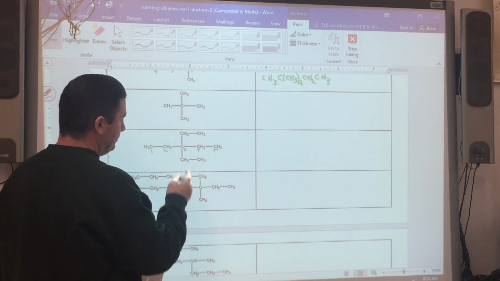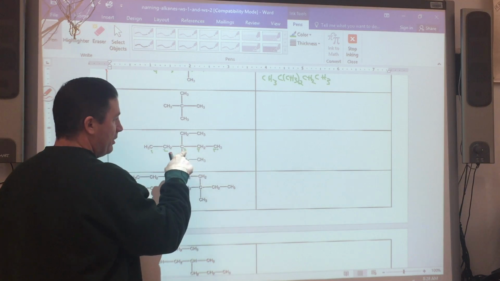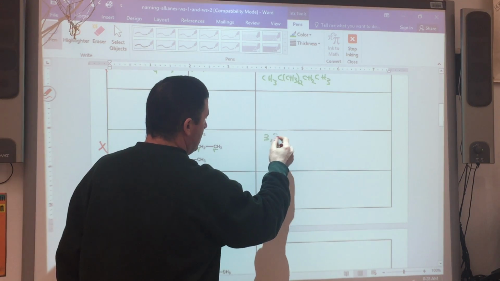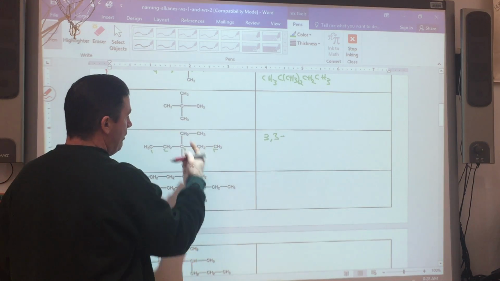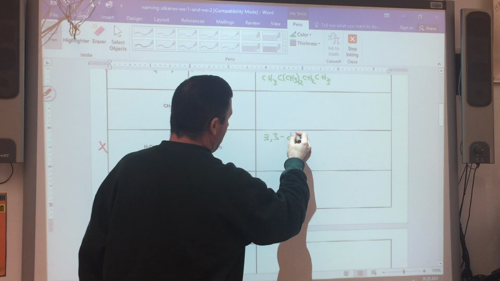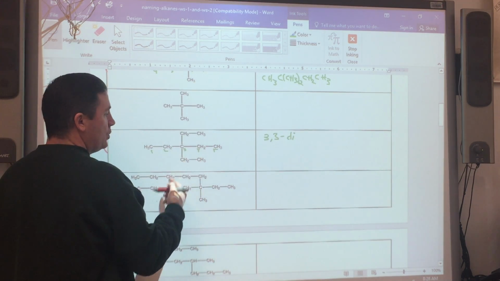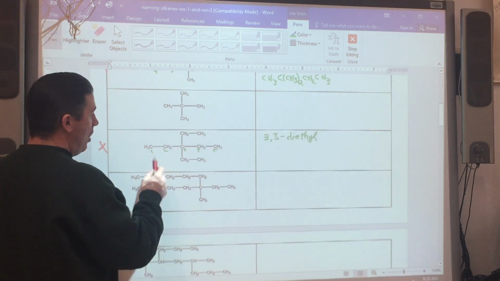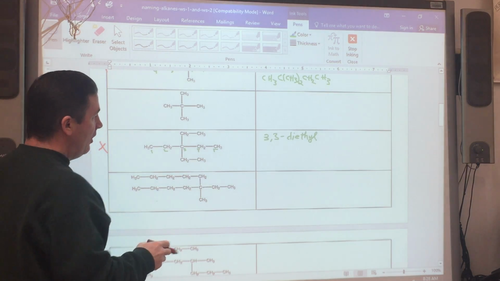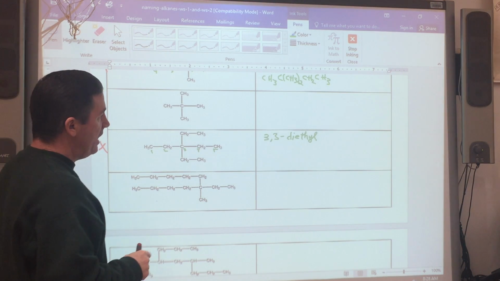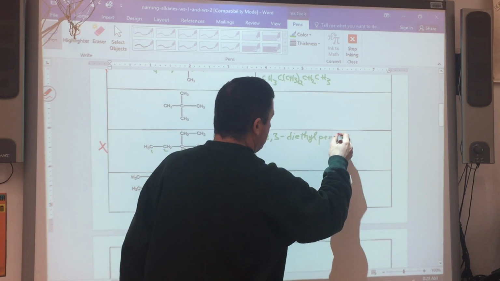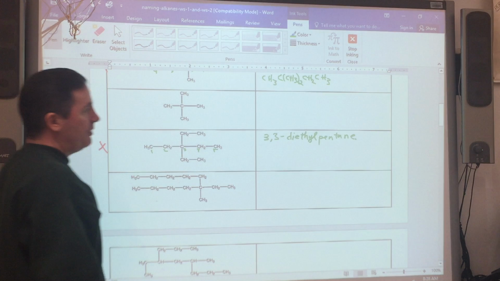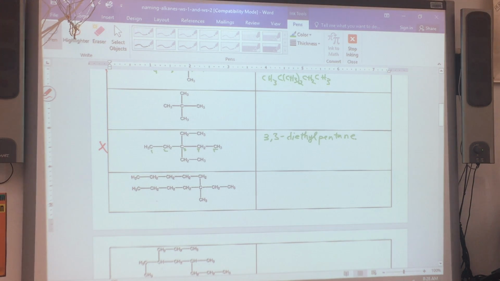So what do I have? 2 of them, right? I name the number of carbon off of which they branch. 3, 3. How many do I have? 2 of them. Di. What are they? 2 carbons is ethyl. And then finally, what is my long? 1, 2, 3, 4, 5. And they are all single bonded. So this is a pentane. 3,3-diethylpentane.